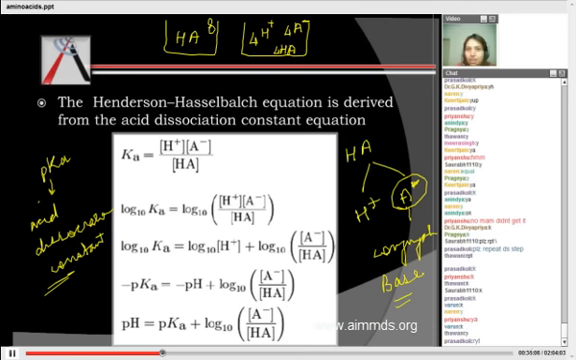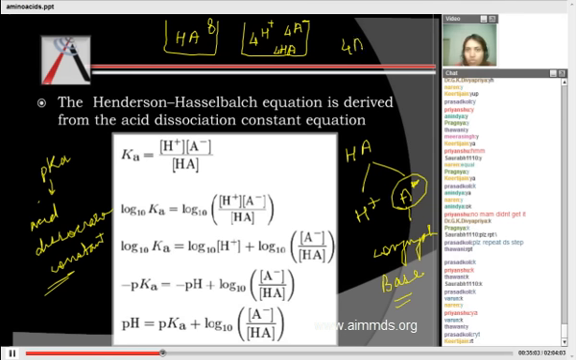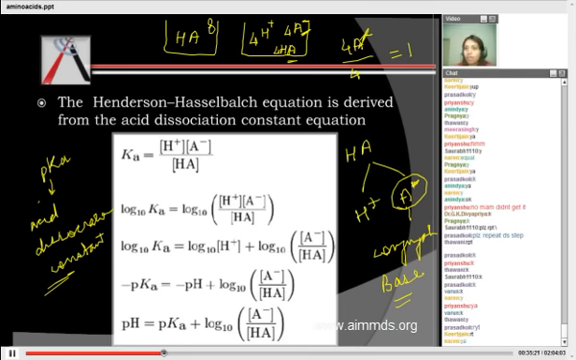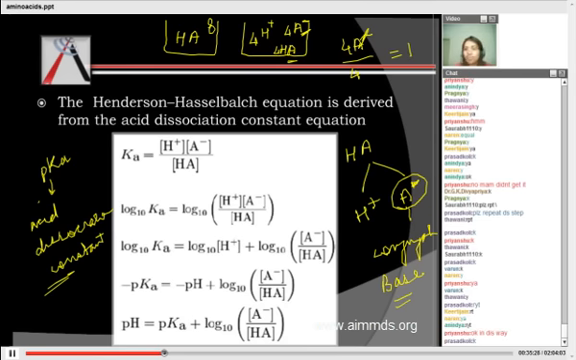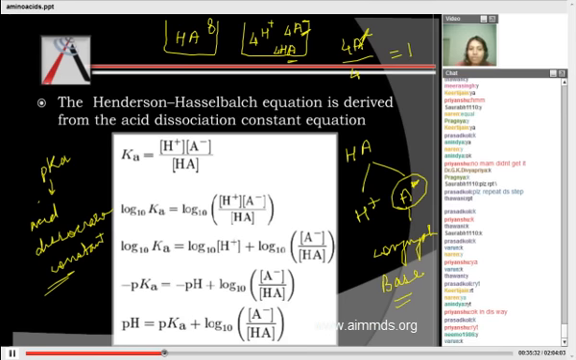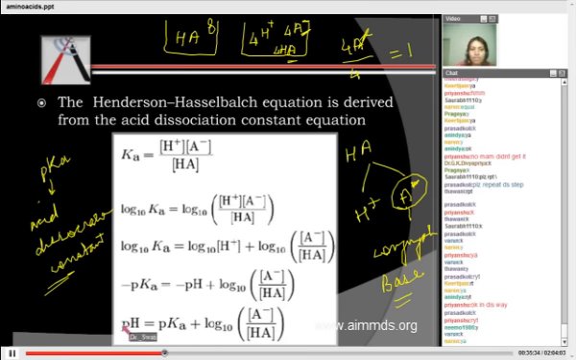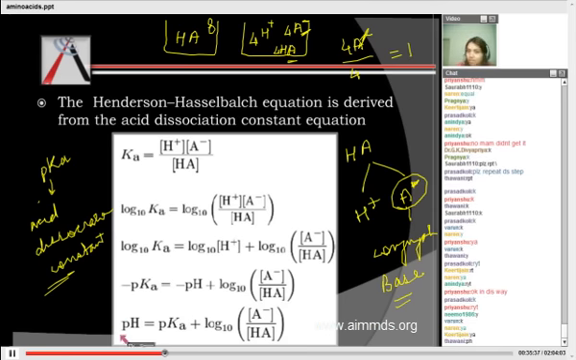Now if I want to take the ratio of A minus and HA, I will be getting 4 by 4, that is equal to 1. This scenario is possible when the number of dissociated molecules is equal to the number of remaining undissociated molecules. Right? Why do we want this 1? Because we wanted to define a pH. We are trying to define this pKa in relation to the pH.